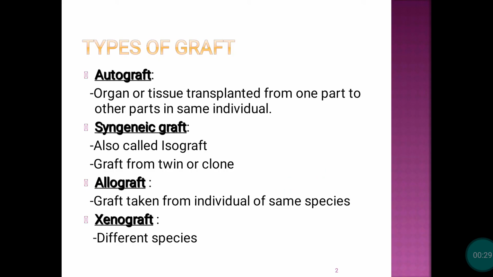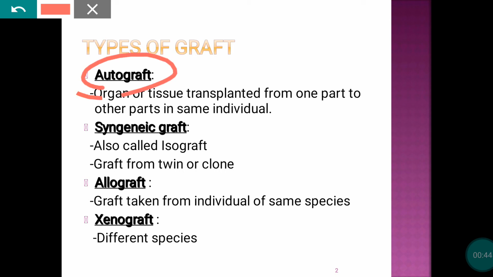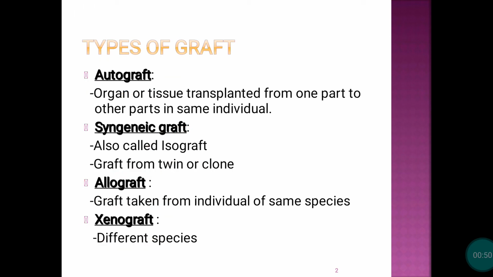Before we understand how rejection of a particular transplanted tissue or graft will happen, you need to know the types of graft. There are basically four types of graft: autograft, isograft, allograft and xenograft. These are the four types of graft. First is the autograft.